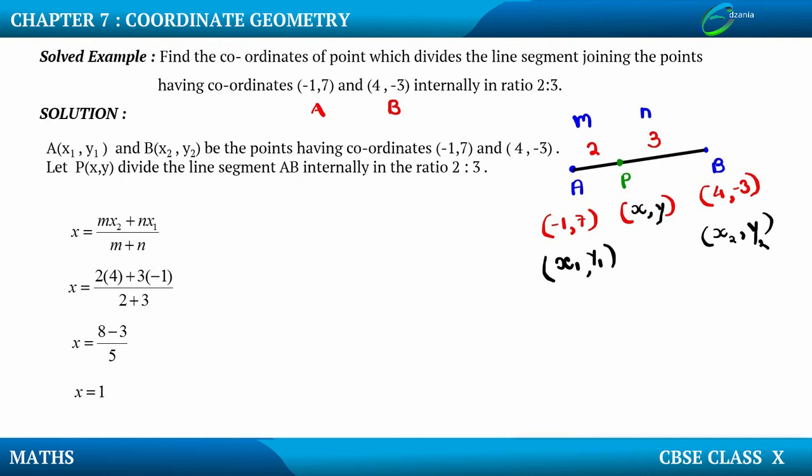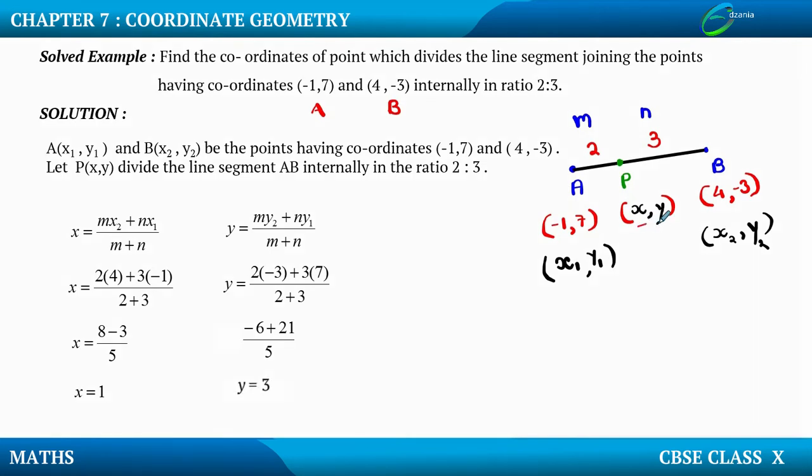Similarly, we have the formula for y. y is equal to (my2 + ny1) upon (m + n). Again, we can substitute the values, that is 2 into -3 plus 3 into 7 upon 2 + 3. So 2 into -3 is -6 and 3 into 7 is 21. So (-6 + 21) upon 5, that is 15 upon 5, and 15 upon 5 is 3. So we got the value of y as well. The value of x is 1 and the value of y is 3.